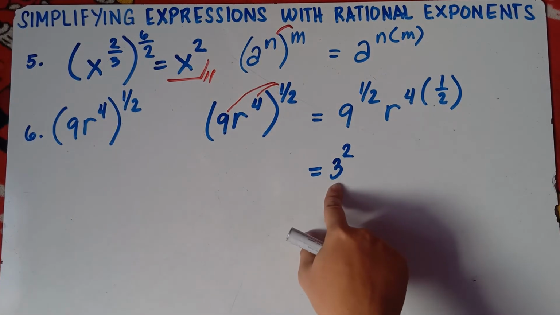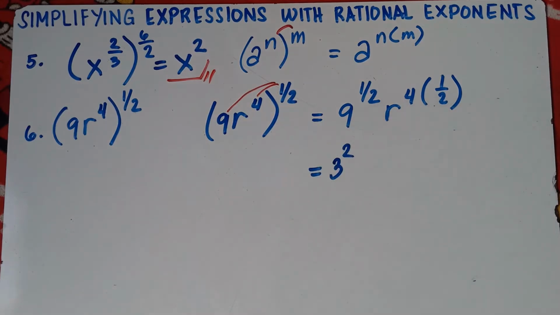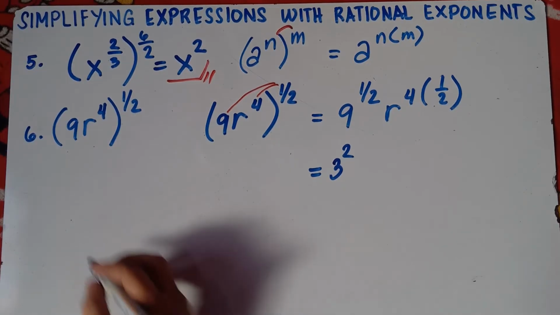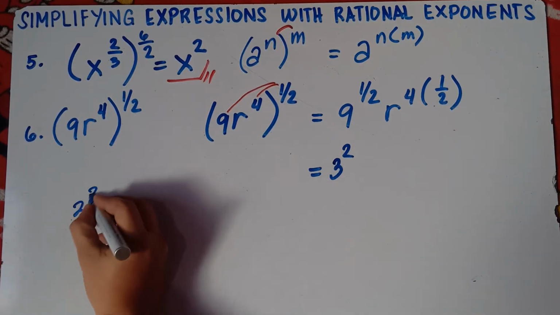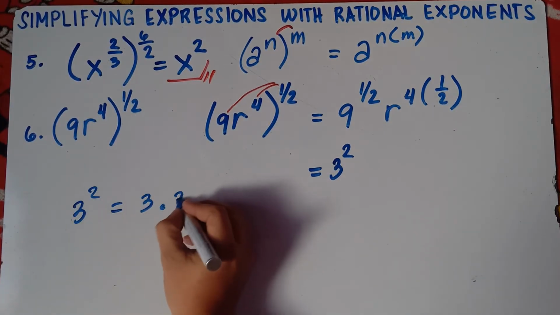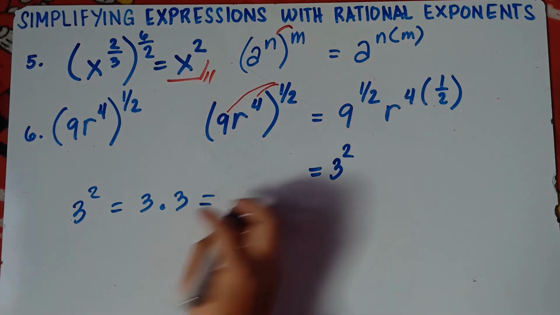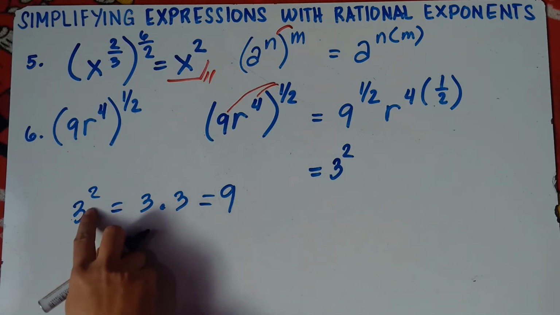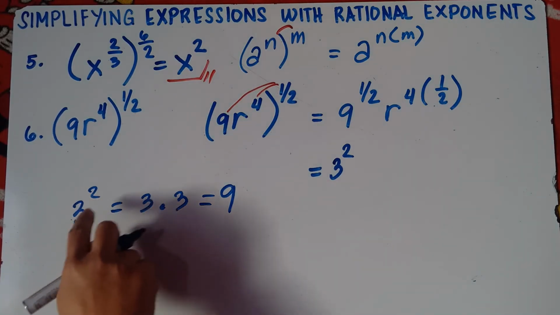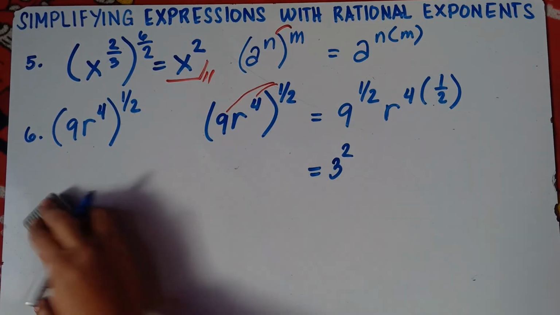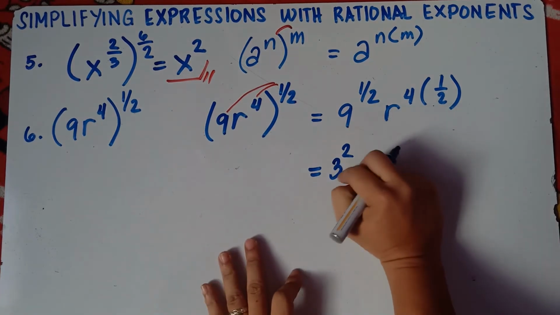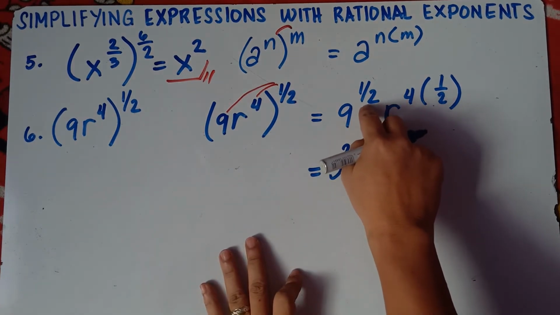Now, this 3 squared, class, is this the same with 9? Yup, 3 squared is equivalent to 9, because 3 squared means 3 times 3, right? Is 3 times 3 equal to 9? Yup, 3 times 3, that is 9. So 3 squared doesn't mean 3 times 2, it means 3 times 3. So this 9 here, we can write as 3 squared. Then we still have an exponent of 1/2.